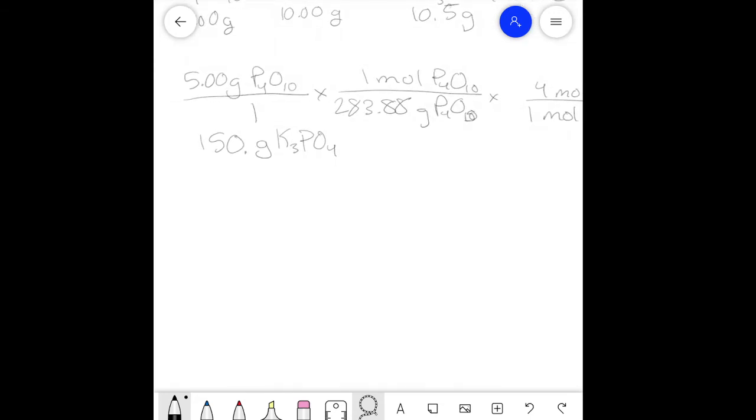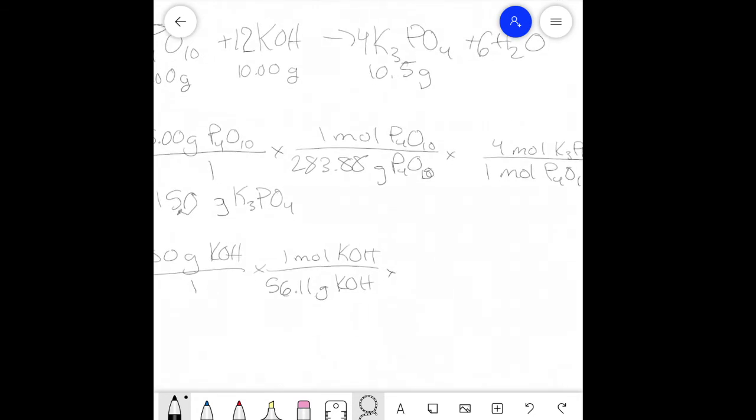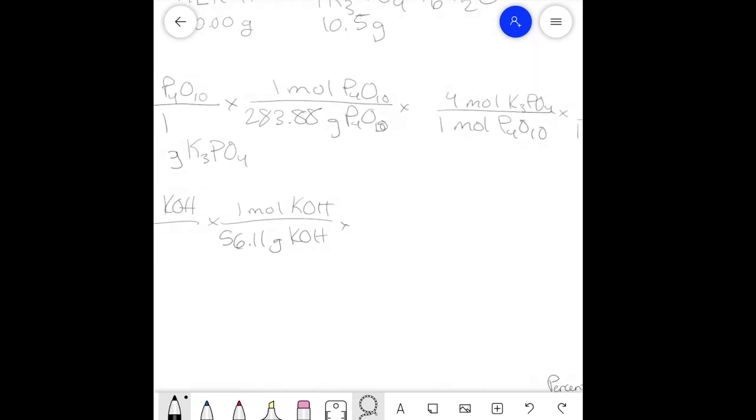So don't box that answer because you still have another reactant to go through this process again. You need to do another stoichiometry equation to find out which, oh, that's not 50, that's 15. To find out which one is the limiting. So you're going to set this up again, but this time with the 10 grams of potassium hydroxide, whose molar mass is 56.11. And then we're going to set up our molar ratio, which is 12 to 4.